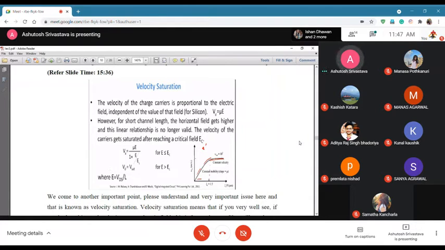So since E is inversely proportional to L, which is the channel length, if you keep the VDS same, but you keep lowering the channel length, the electric field will keep on increasing and it will come to a stage where the field has reached the critical field value.